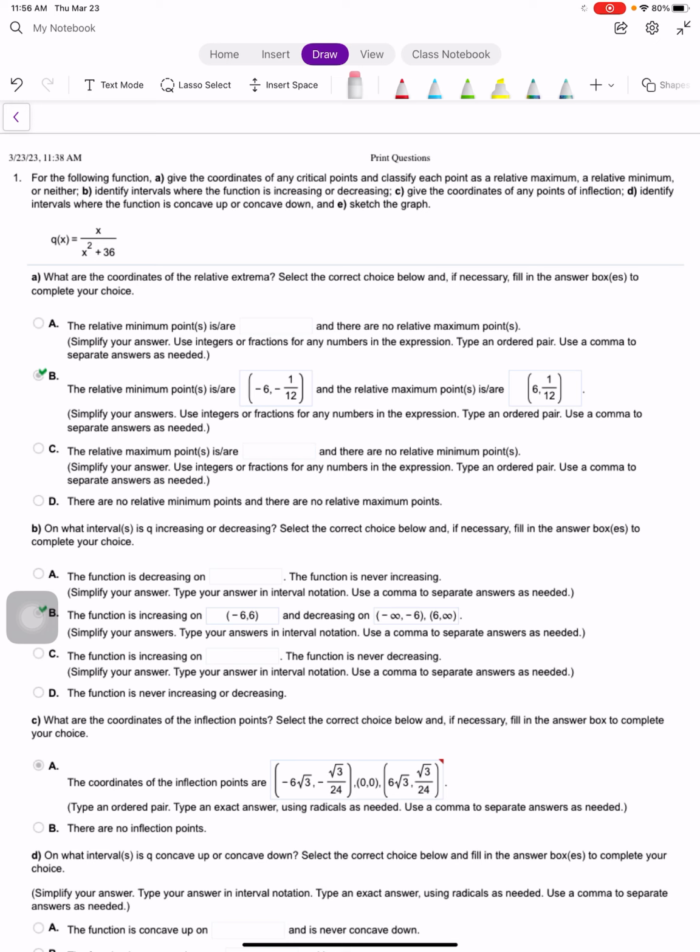We are asked to find critical points, the relative max, relative min. We are asked to identify intervals where that function is increasing, decreasing, those inflection points, and we also are asked to test for concavity.